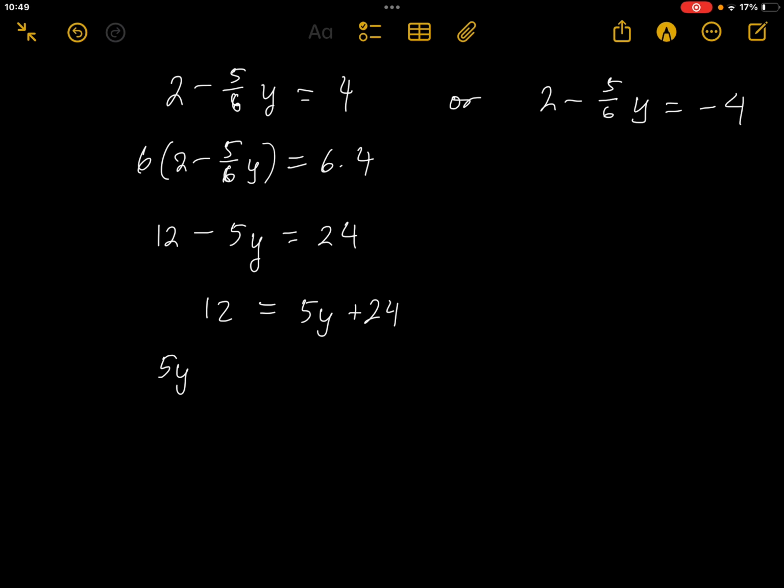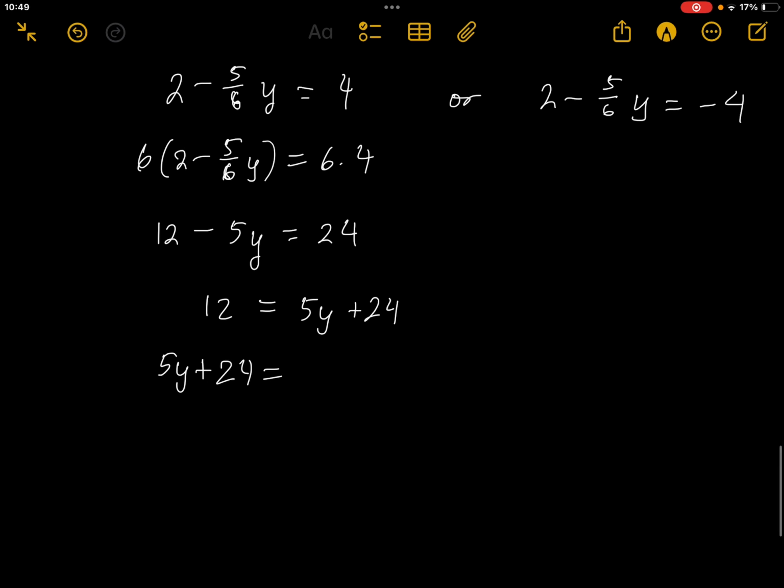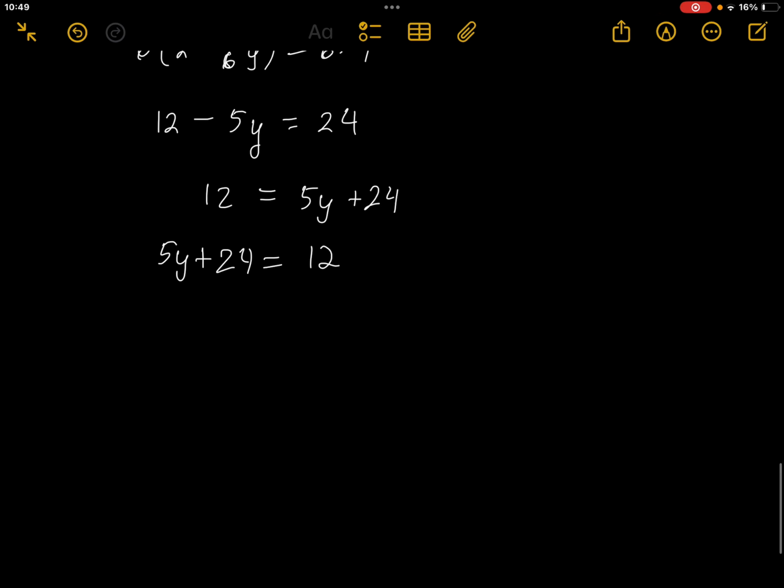And I'll rewrite it by swapping the left and right, just so that the y is on the left. And then I'll subtract 12 on both sides. 12 minus 24 is negative 12. Now divide both sides by 5. y is negative 12 fifths. Okay. If you have a faster way of doing it, that's also fine.